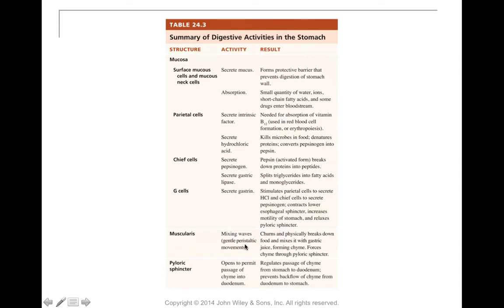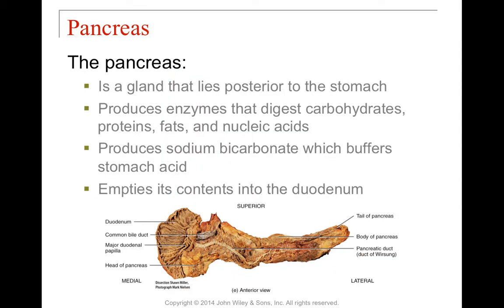Muscularis layer is just responsible for peristaltic movement. It's going to be churning and physically breaking down the food, and then eventually help forcing that chyme through the pyloric sphincter, which is going to open and allow the chyme into the duodenum. Duodenum being the very first part of the small intestines. And the pyloric sphincter also helps prevent backflow of that chyme into the stomach from the duodenum.